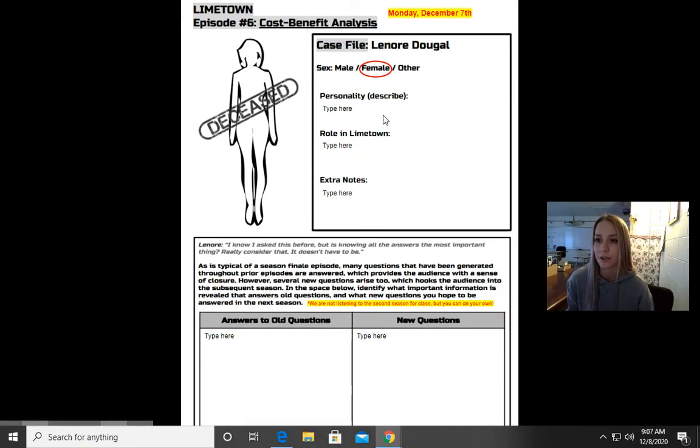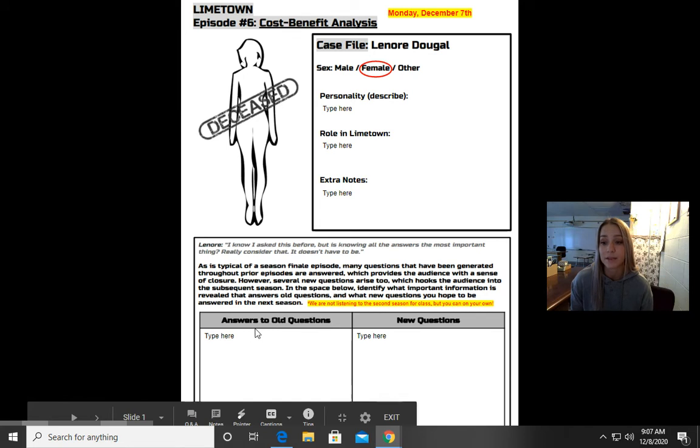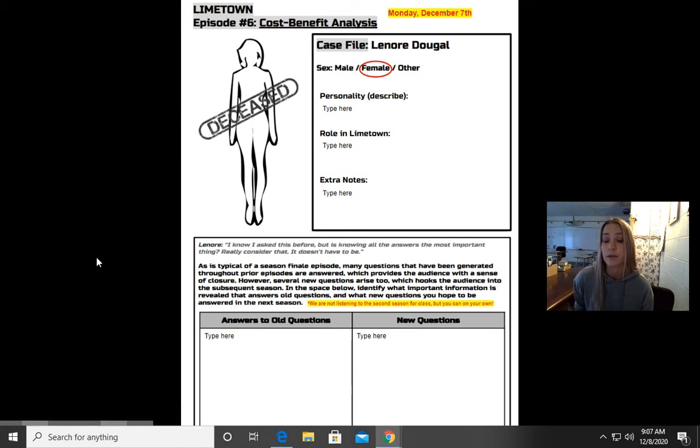So basically up here, you're just making some notes on who Lenore is as a person, her role in Limetown, some extra notes. So when we get down here, it says answers to old questions and then new questions. What you type down here where it says answers to old questions is where we're going to be writing what new information we learned.